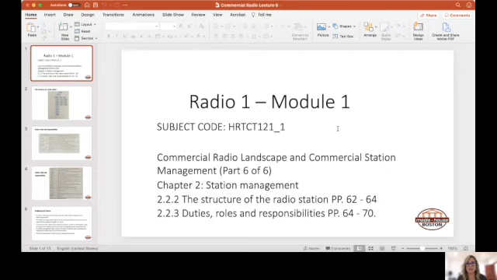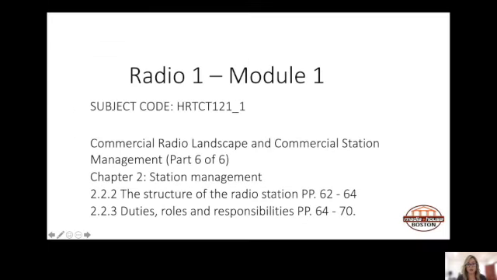All right, this is part 6 of 6. So this will be the last lesson in commercial radio landscape and commercial station management. And if you want to go to your textbook, we'll be looking at page 62 to 70 today. Okay, so the structure of the station, the duties, roles, and responsibilities.